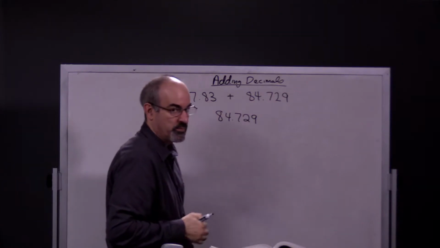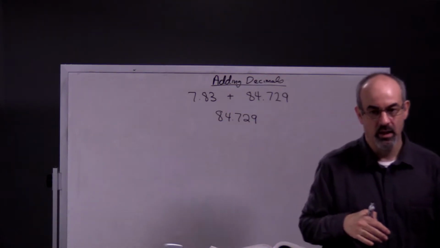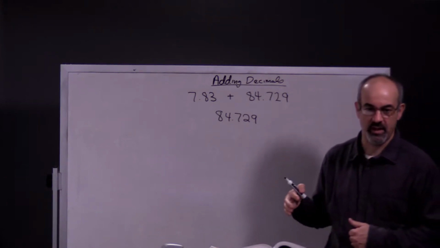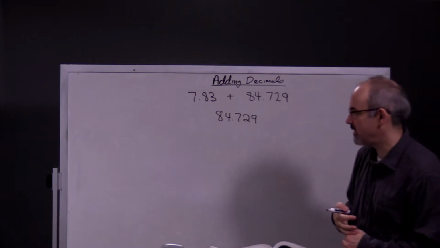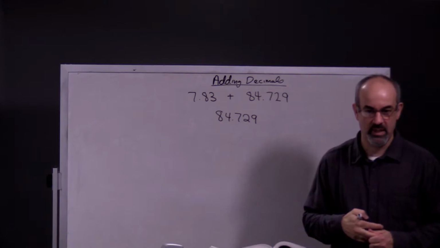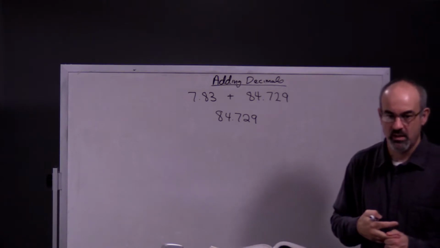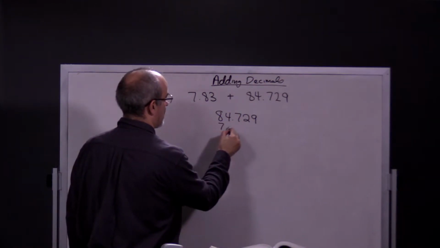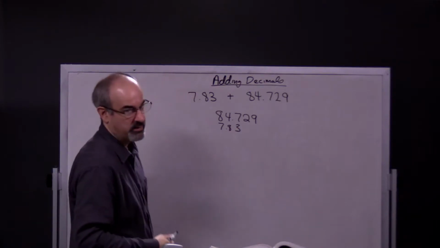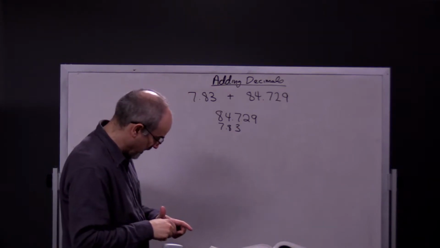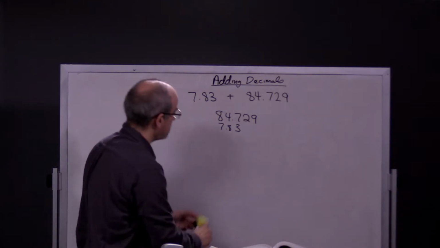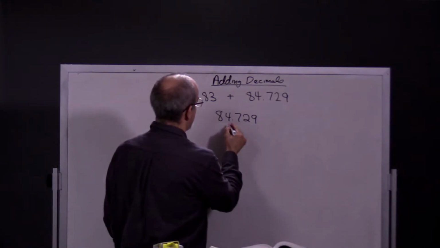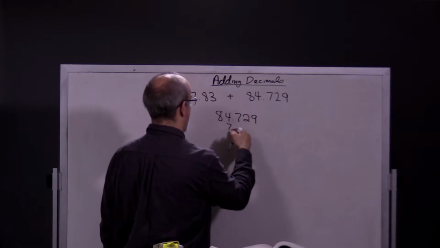Then what you have to do, and this is the only thing that's really different from adding regular integers together, well, actually you have to do it when you add integers too, is make sure you line up the decimals. That's the only thing you really have to do. You can't do it the other way. That's not going to give you the right answer. So when you add decimals, you have to line up the decimals. In other words, the 7 goes here, the decimal goes there. That's what I mean by line up.